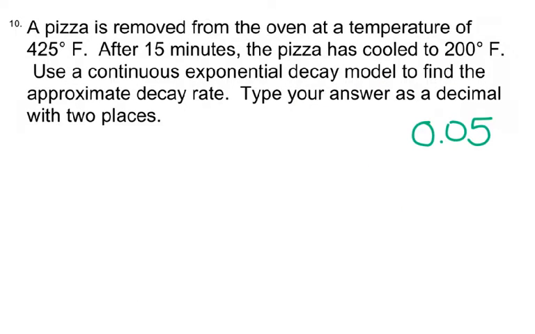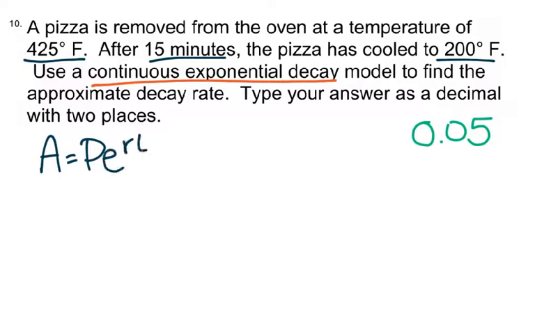Alright, so then we have this one. A pizza is removed from the oven at a temperature of 425. After 15 minutes, the pizza is cooled to 200. Use a continuous exponential decay model. So remember, that's this. Because it says decay, the rate's going to be negative. Find the approximate decay rate. Type your answer as a decimal with 2 places.